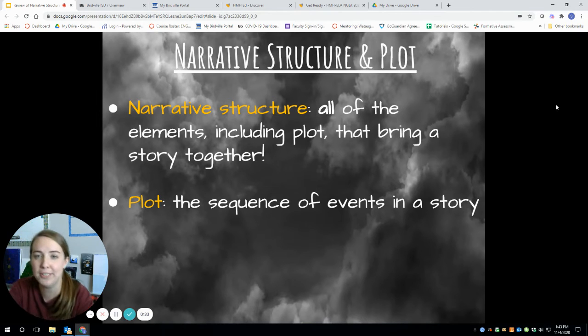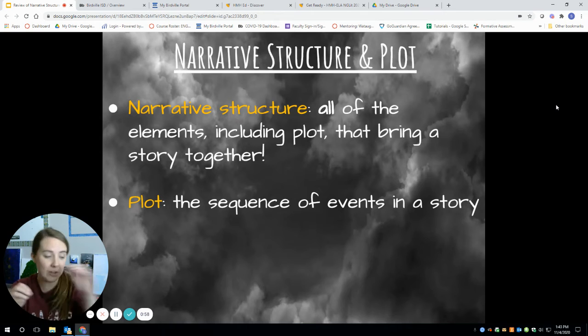The very first term you need to know is narrative structure. Narrative is basically just a fancy word for the word story. So for the first one, what is story structure? Narrative structure is made up of all the elements, including the plot, that bring a story together. As a reminder, the plot of a story is basically the sequence of events that happen throughout the story in order.